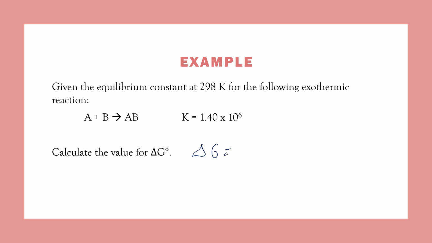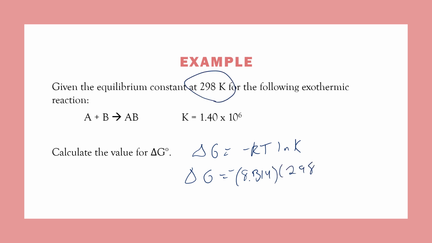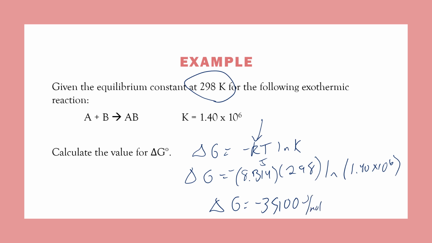So delta G equals negative RT ln K. And let's plug in our values. It's negative, so 8.314 for R, 298 for our temperature in Kelvin, and then ln K. Take the natural log of K first, then multiply, and you get that the delta G is equal to negative 35,100. Now, because our value of R is in joules, whatever answer you get is also in joules, joules per mole really. So most of the time you will be asked to change that into kilojoules, so it will be negative 35.1 kilojoules per mole.